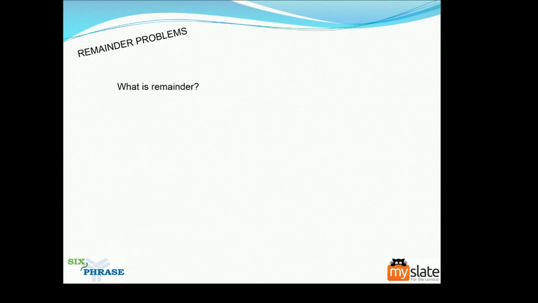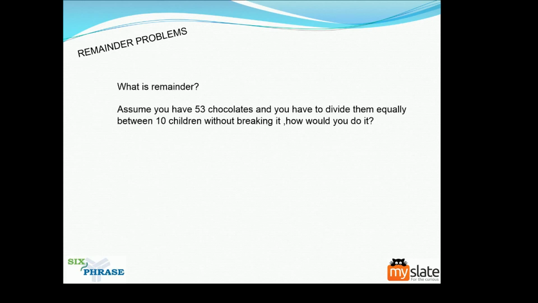Now, what is a remainder? Just think about what a remainder is. In order to tell you what a remainder is, I'd like you to assume you have 53 chocolates. You hold in your hand right now 53 chocolates, and you have to divide them equally between 10 children without breaking them. You are not allowed to break the chocolates. You have to distribute the maximum number of chocolates, as many as possible. Now how would you do it?